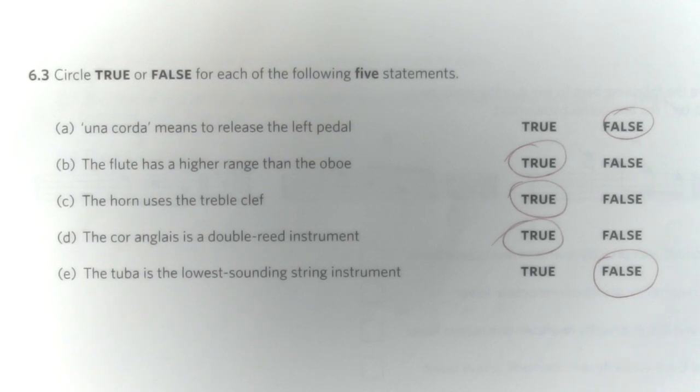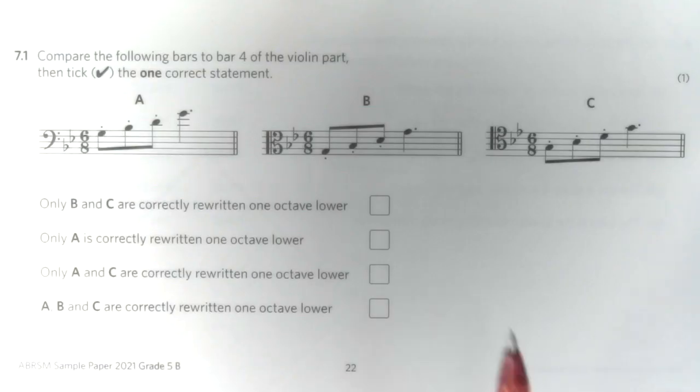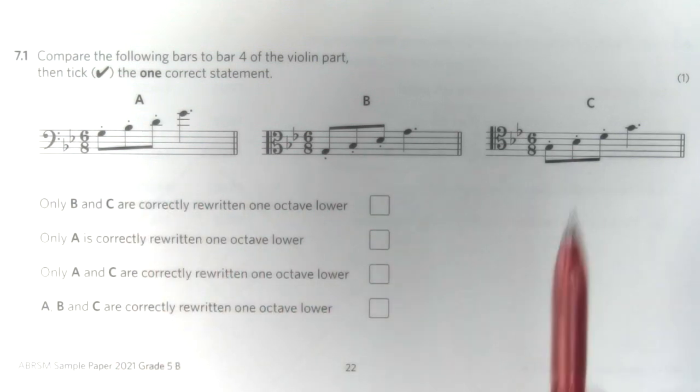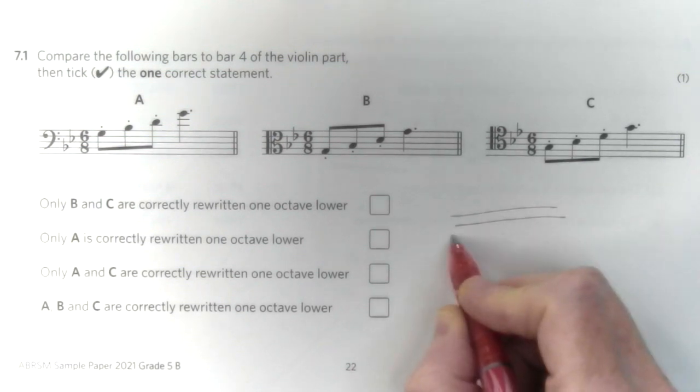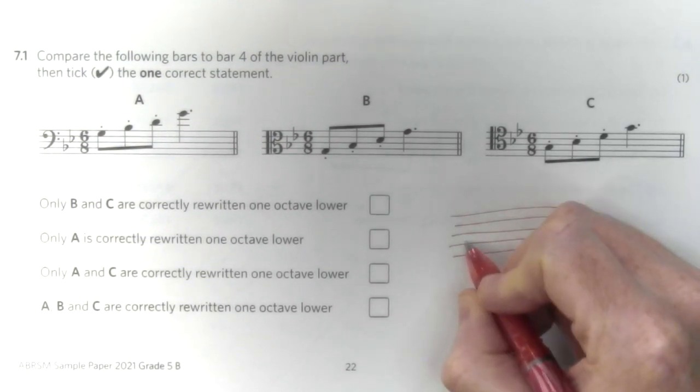And with this, we have finished this 6th section. Let's move on to the 7th one, the last of our exam. In this section, we need to observe the score, the given score, and answer the questions. Here, we need to compare these bars with bar 4 of the violin part. So, and I'm going to copy it here.